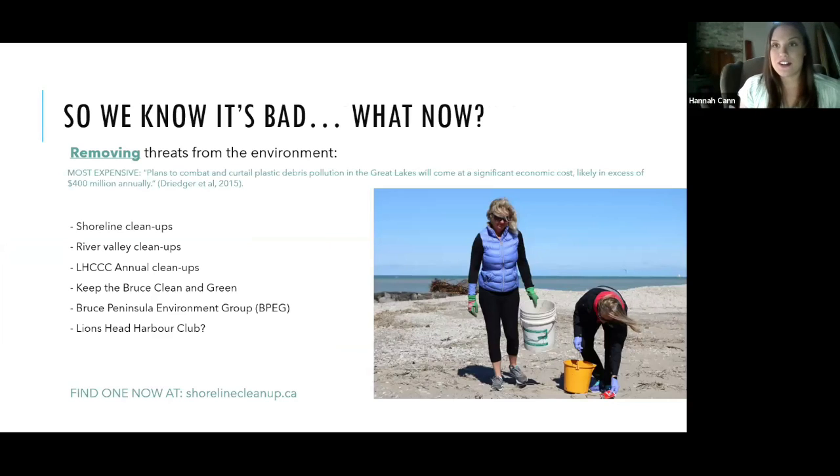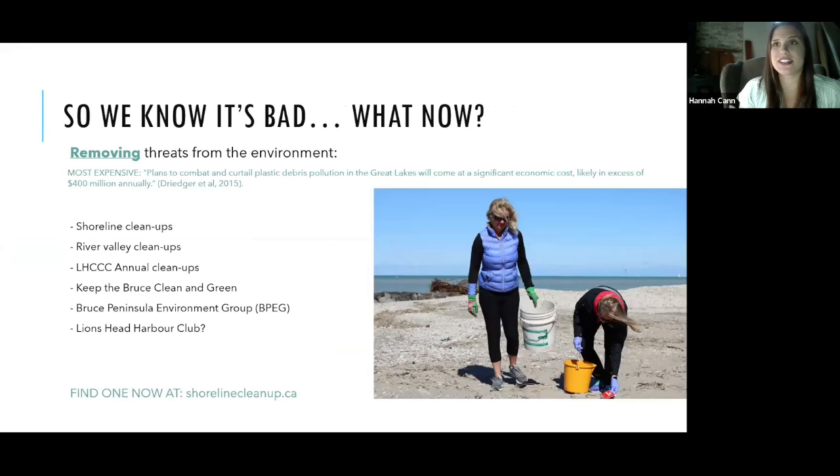And then the third thing is removing these threats from the environment. So we can try and prevent them. We can try and mitigate their creation or use in the first place, but eventually we have to remove them from the environment. This is unfortunately the most expensive method of controlling the issue.